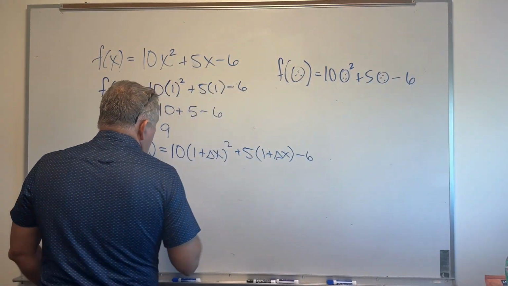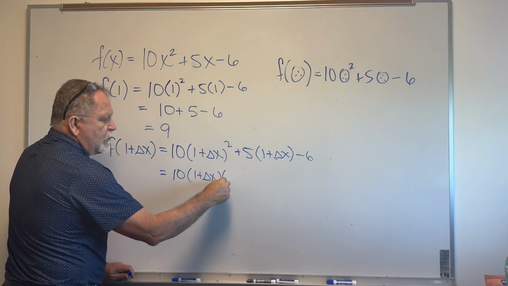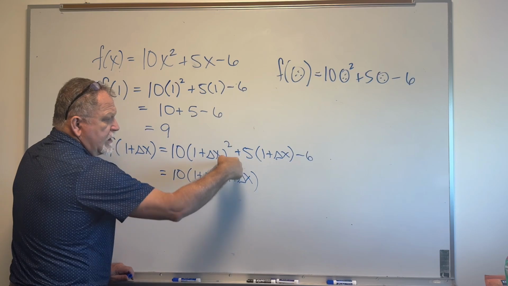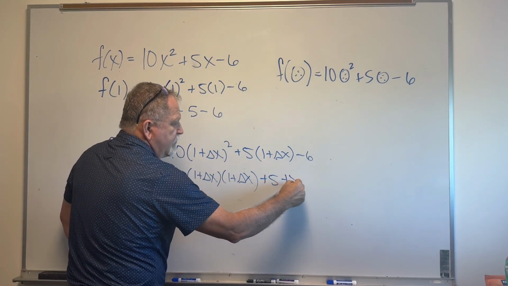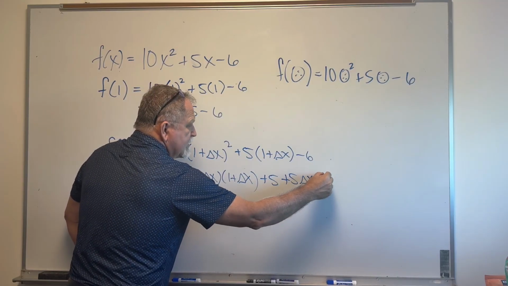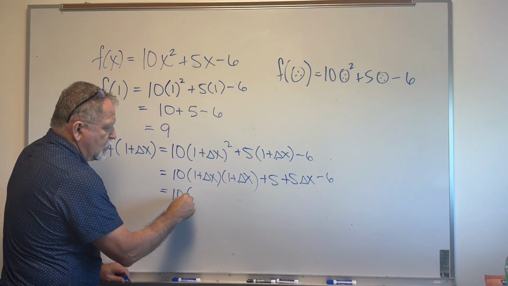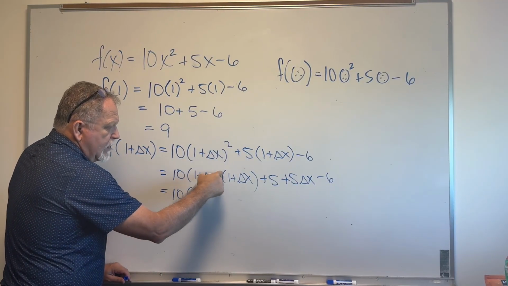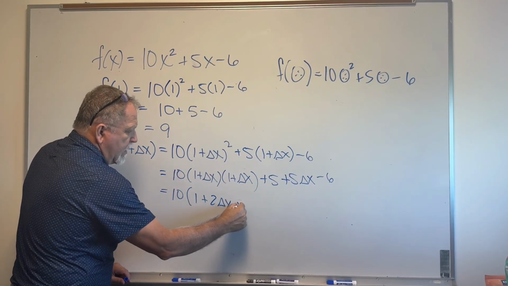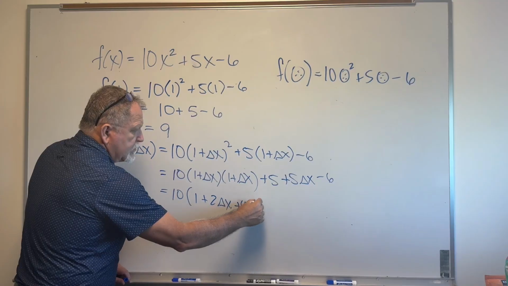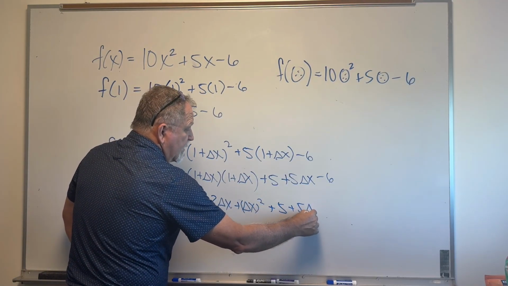Let's come back over here and see what we've got. We've got 10 times 1 plus delta x times 1 plus delta x again. I'll go ahead and distribute that 5. So I get 5 times 1, just 5, plus 5 times delta x minus 6. And then I will go ahead and multiply these out. So I've got 10 times the quantity 1 plus 1 delta x and then another delta x. So that's 2 delta x's. And then finally a delta x squared, plus 5 plus 5 delta x, minus 6.